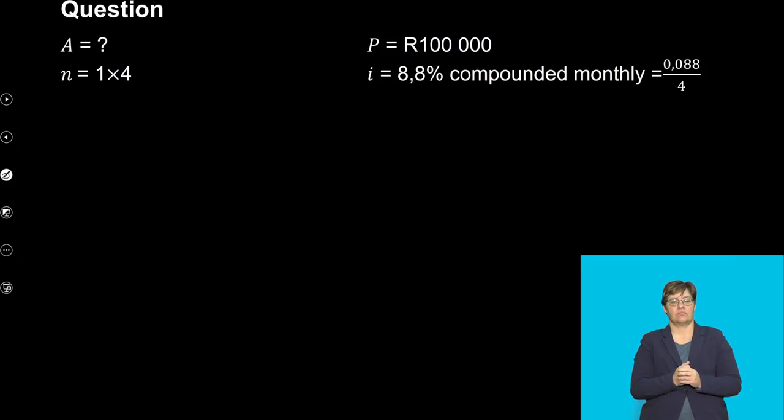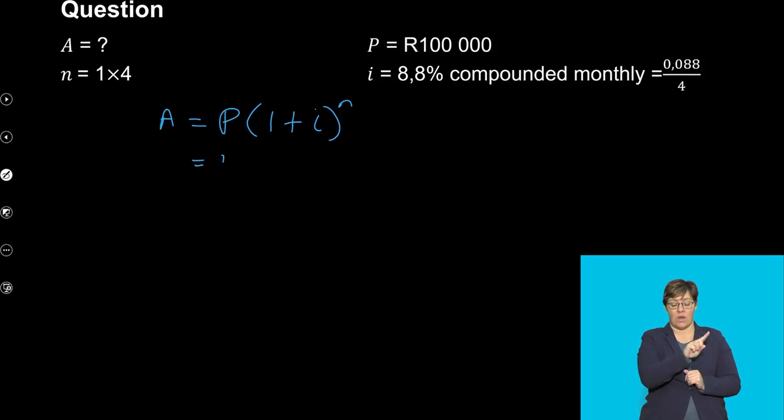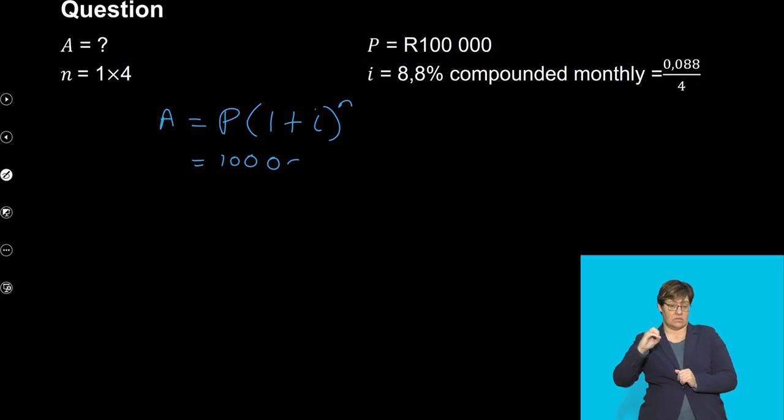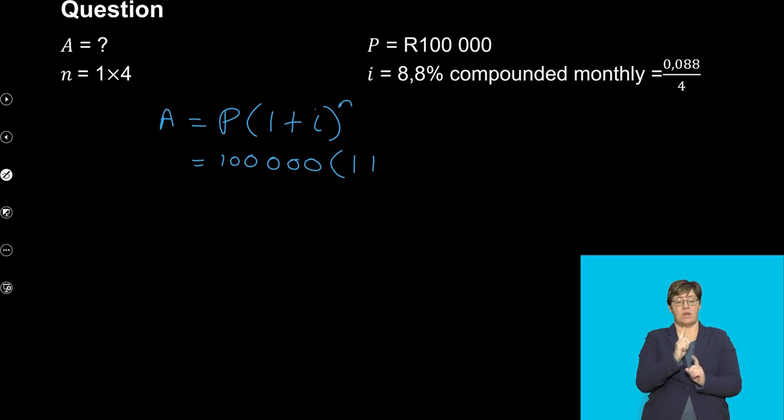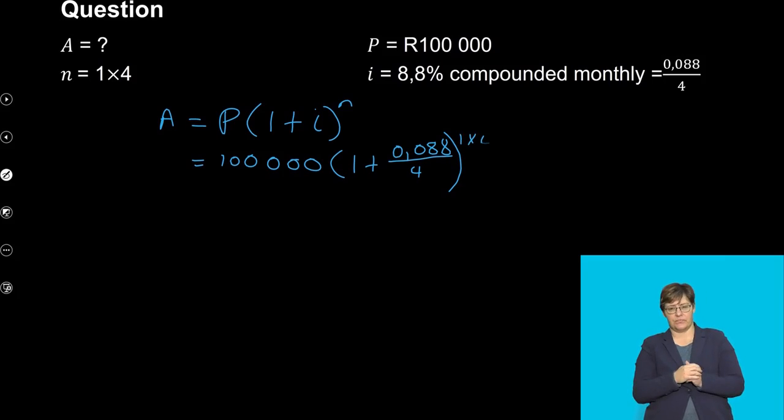So as a result, this will then be A is equals to P into 1 plus i raised to the exponent of n. I know that my P will be the 100,000, 1 plus, and then my i will be the same interest as what I have, 0.088 divided by 4. And all of this will be raised to the exponent of 1 multiplied by 4.